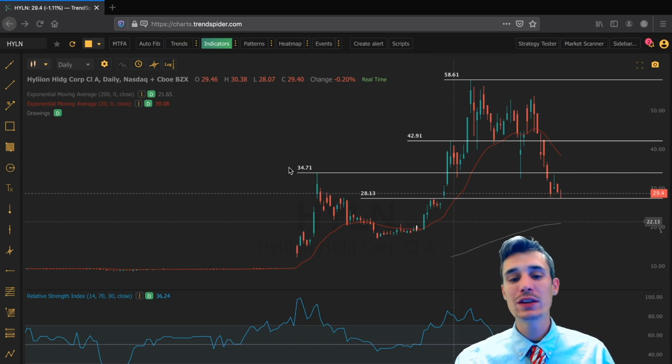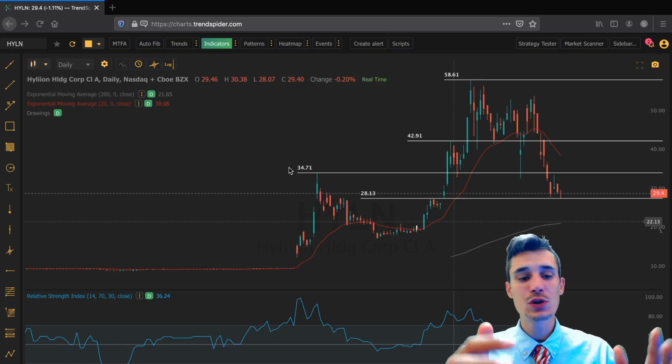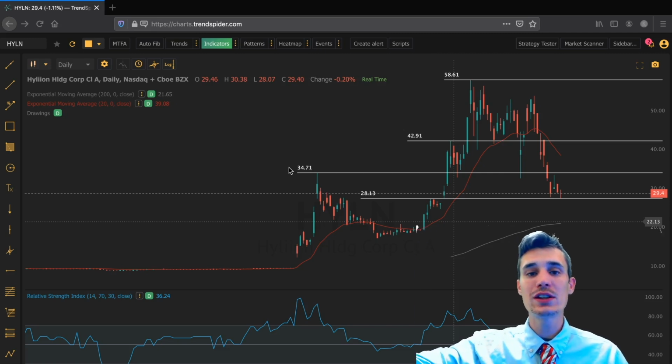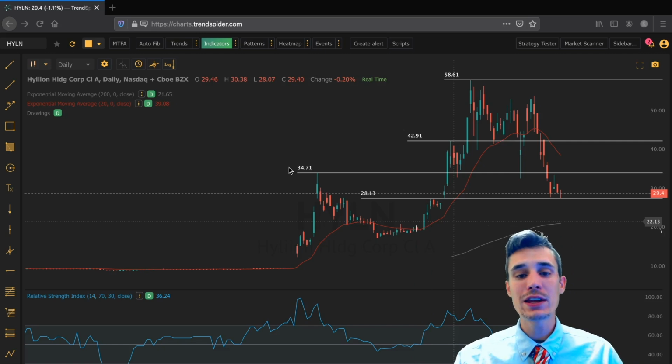What do I mean by relativity? I mean, is this stock trading below where it typically trades? Are we getting this at a good deal? Or is this stock trading above where it typically trades? Are we buying it too high?